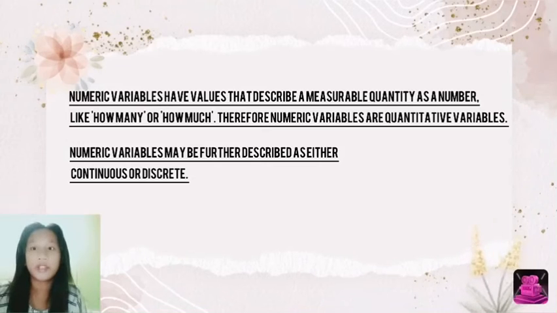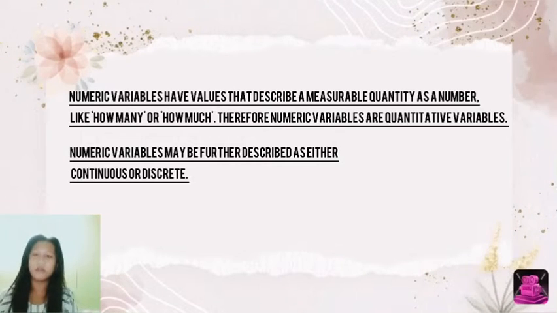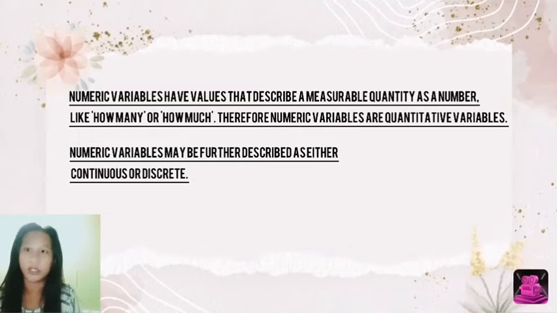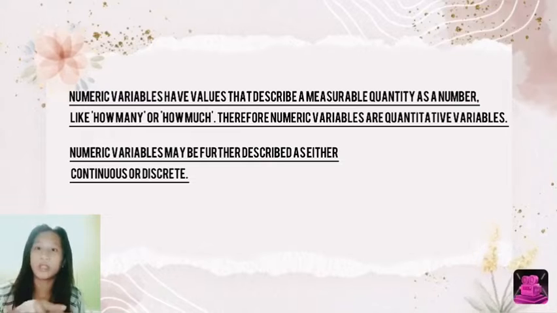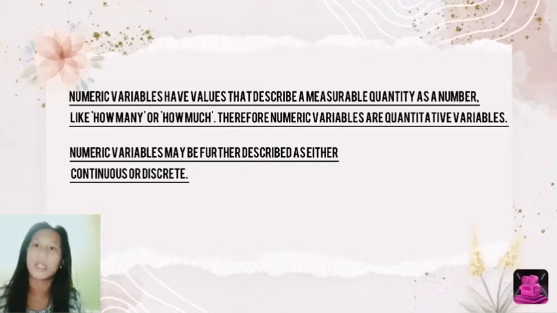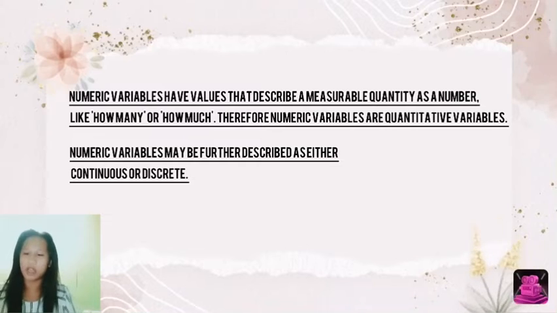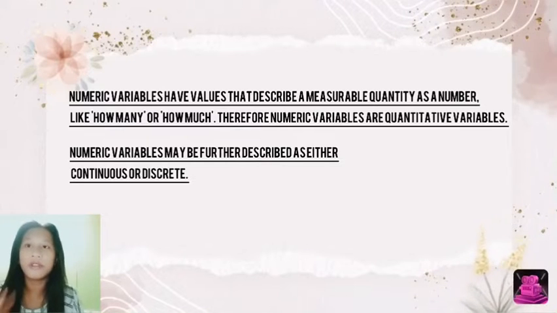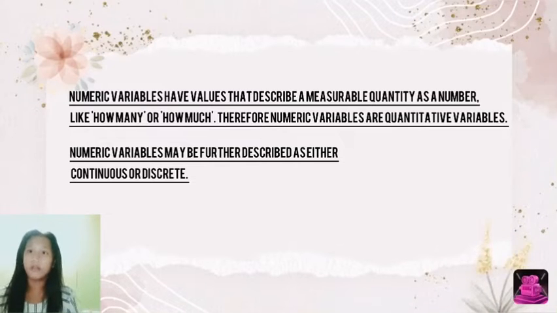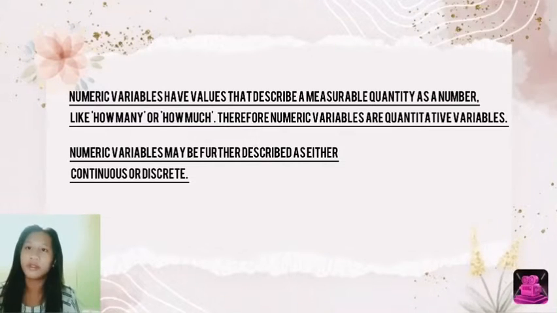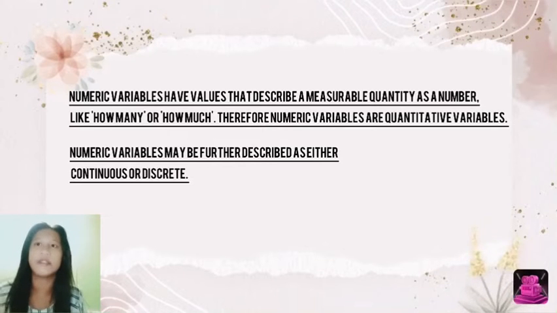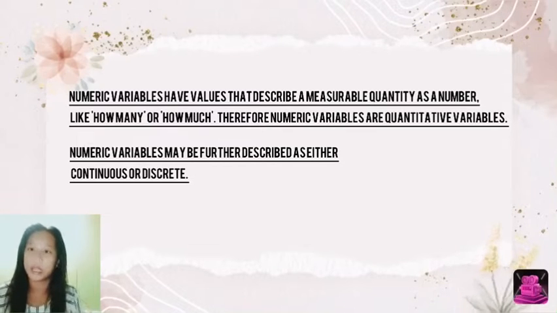So numeric variables have values that describe a measurable quantity as a number. From the word numeric, it is a number. It uses a number that answers the questions how much and how many. Therefore, numeric variables are quantitative variables, not qualitative. Also, there are two types of numeric variables, continuous and discrete, that we will be discussing later.